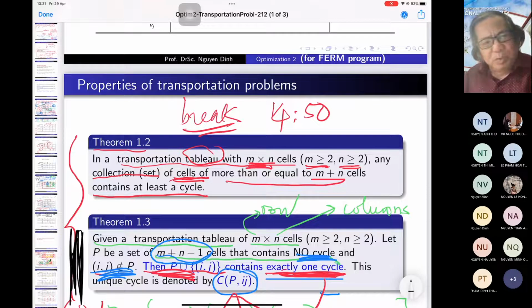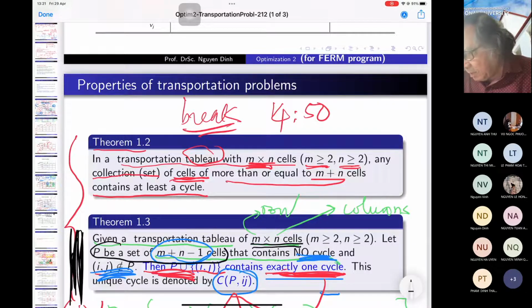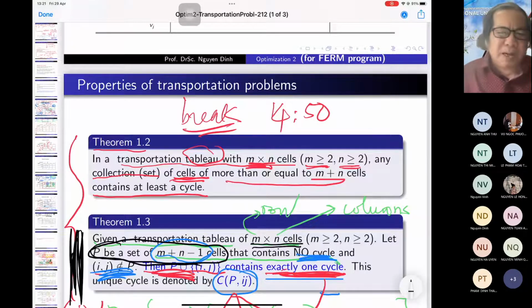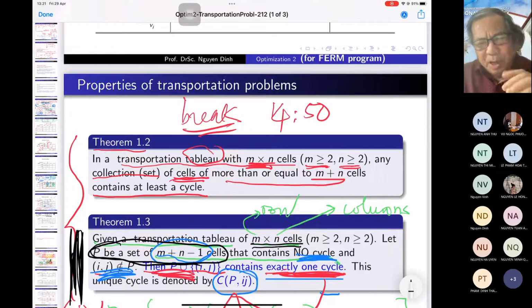You are given a transportation tableau of m by n cells. So that means m rows and n columns. Is that okay? And suppose P is a set of cells, but the number of cells is m plus n minus 1. For example, you have the set of 3 by 4. So 3 rows and 4 columns. So m plus n is 7. And minus 1, then is 6.